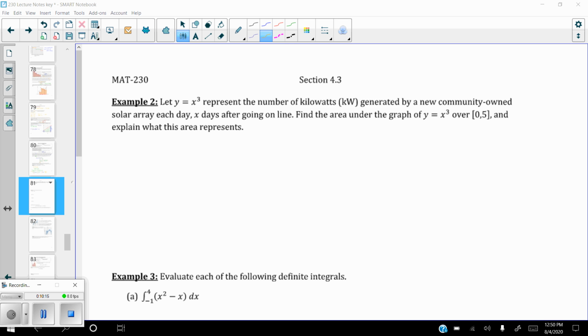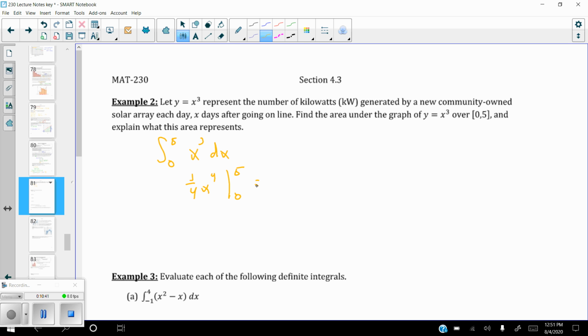Okay, so the idea is we set up the integral from 0 to 5 of x cubed dx. Okay, antiderivative of x cubed is x to the fourth over 4, or the same thing as 1/4 x to the fourth. And we will evaluate that from 0 to 5.